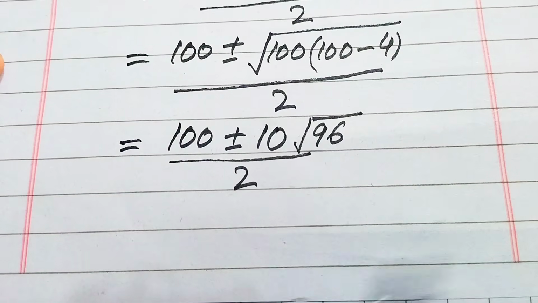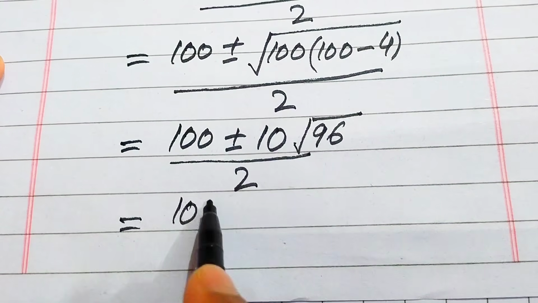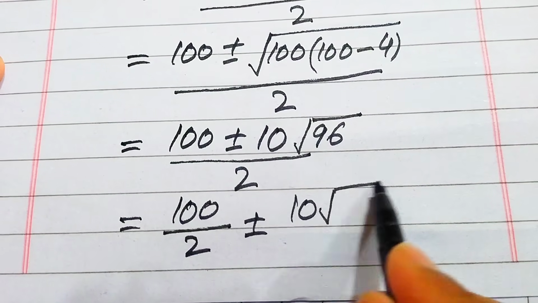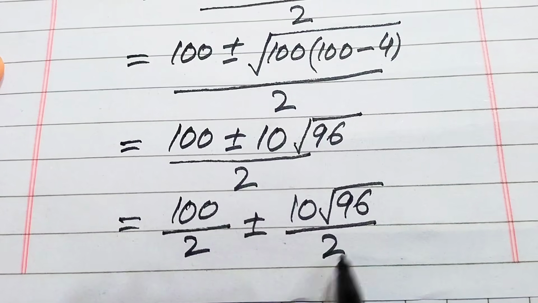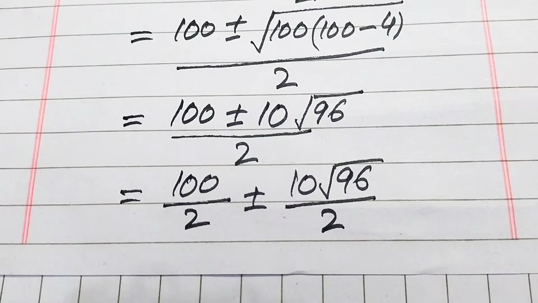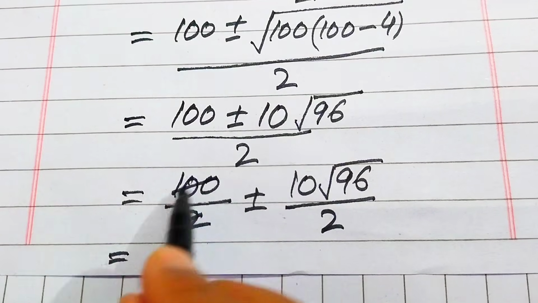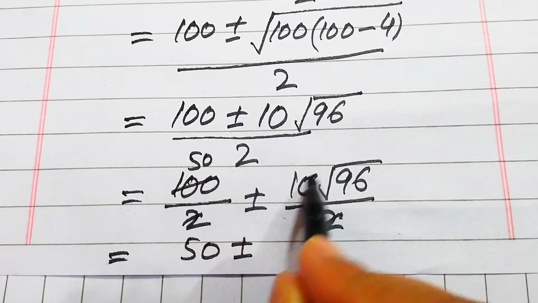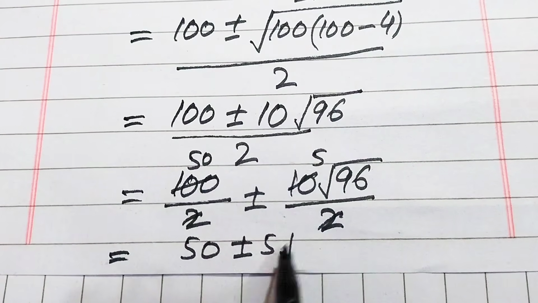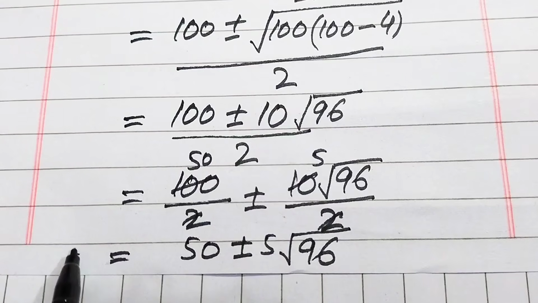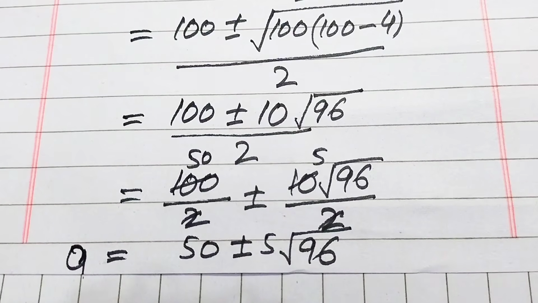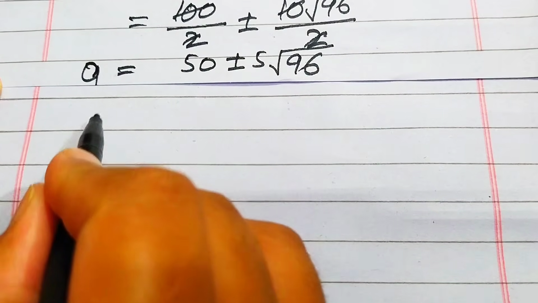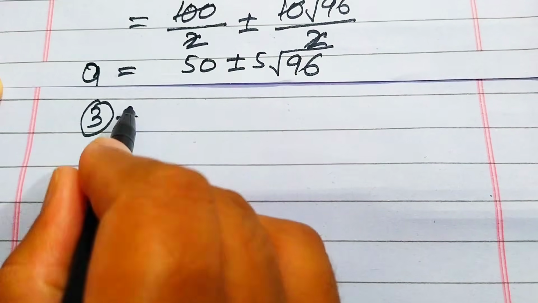So here we break this fraction and we apply division by 2 separately on both of these two values, and we obtain 100 divided by 2 plus minus 10 times the square root of 96 divided by 2. Here we need a little bit more simplification: 2 ones are 2 and 2 fifties are 100, so we get 50 plus minus, and 2 fives are 10, so we get 5 times the square root of 96. So these are the values of a, and now we use these values of a to get the values of b.